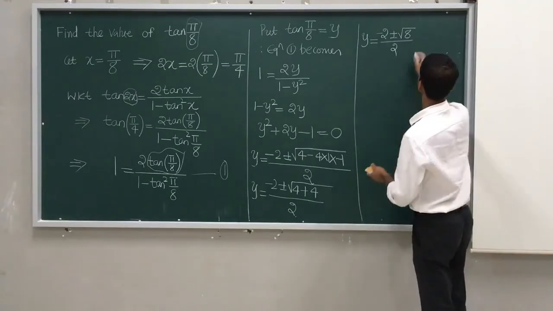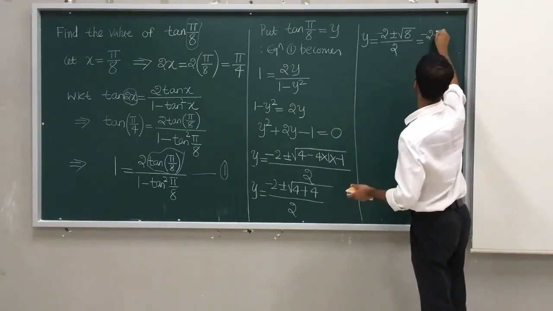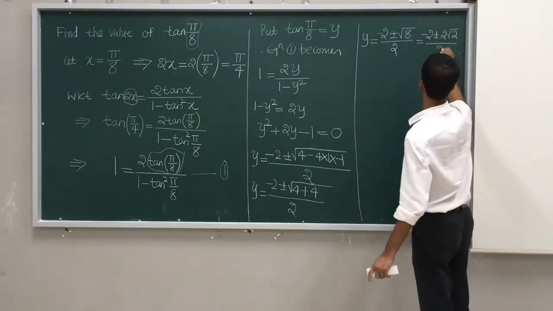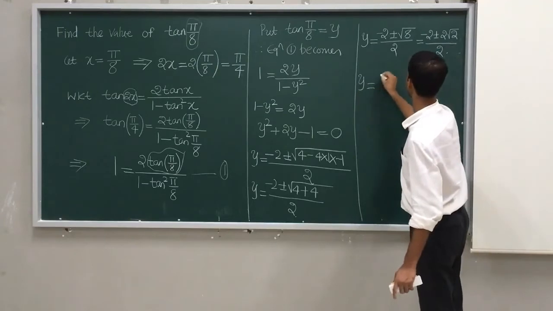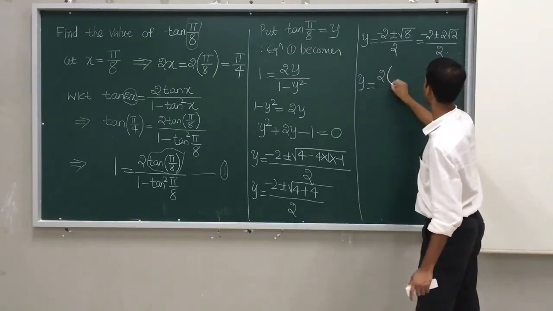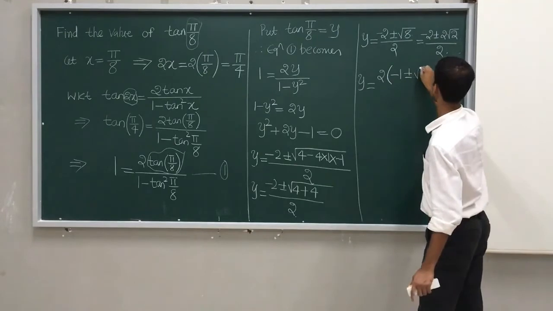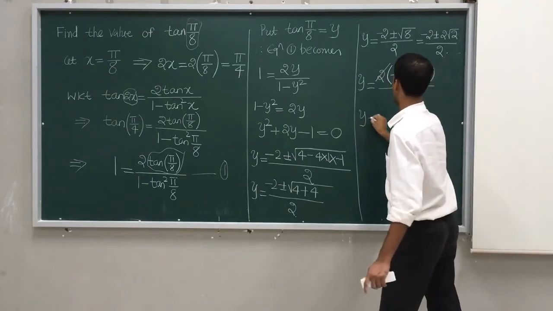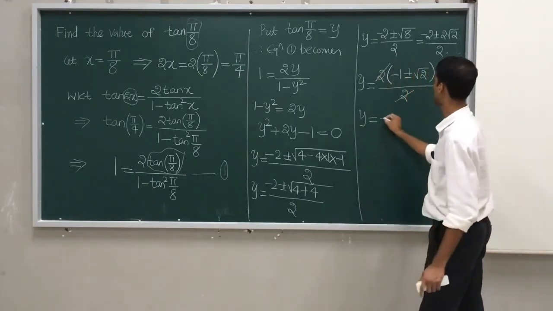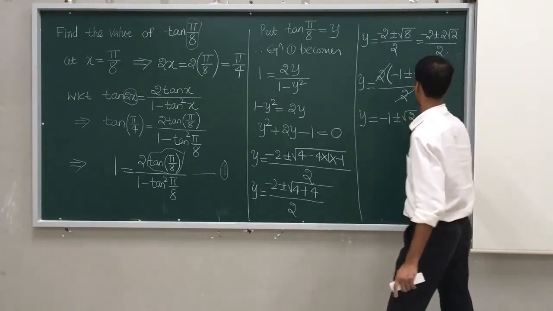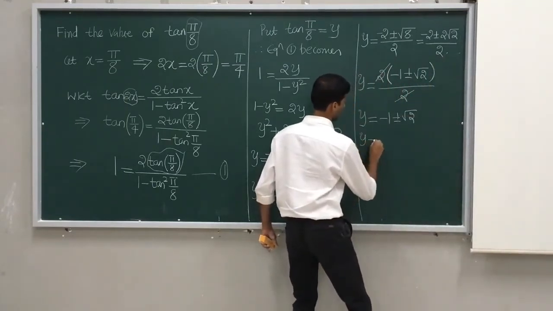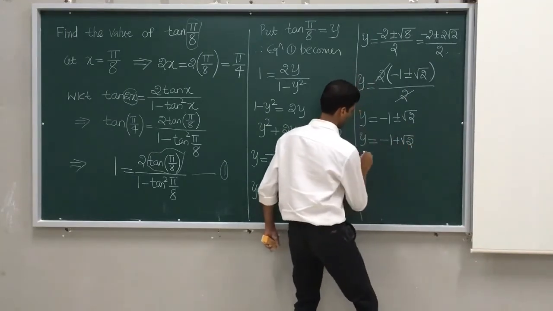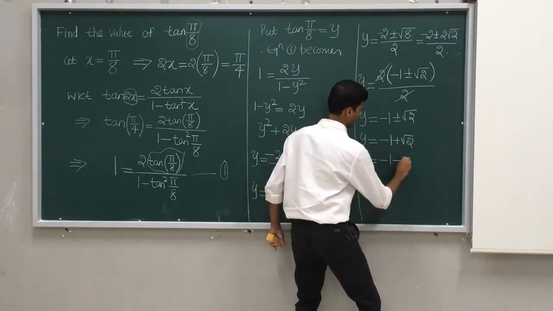Next, this becomes (-2 ± 4√2)/2, that is, 2√2 upon 2. Y equals, if I take 2 common in the numerator, 2(-1 ± √2)/2. The 2s get cancelled. Y has 2 answers: -1 ± √2. That is, one answer is y = -1 + √2, and the other answer is y = -1 - √2.